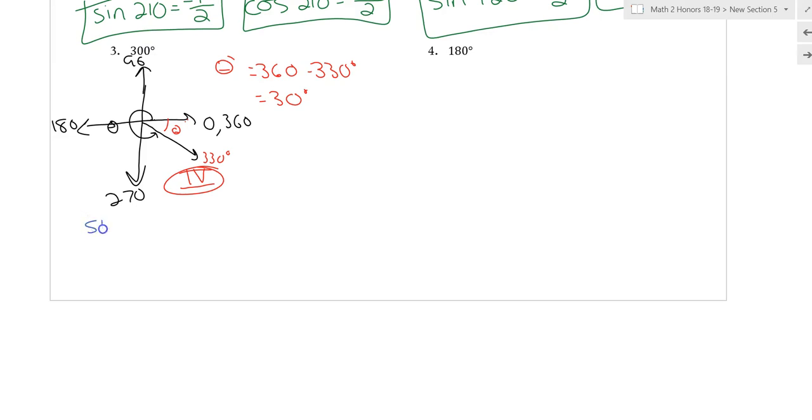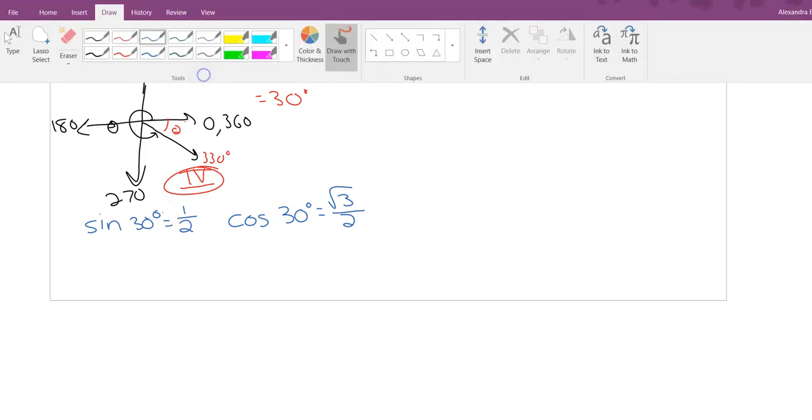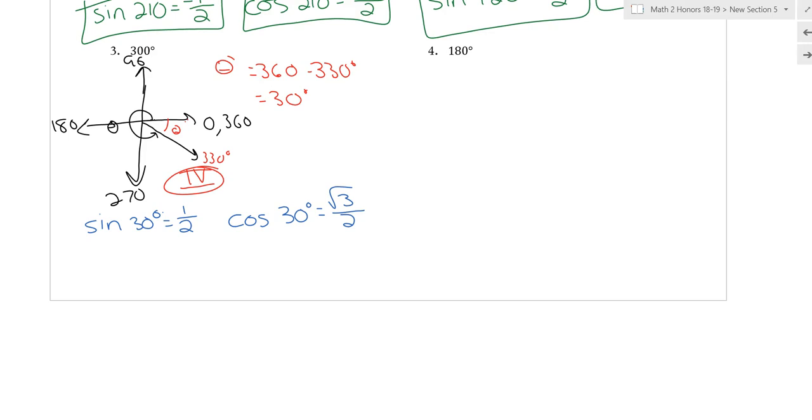So the sine of 30 is 1/2. The cosine of 30 is square root 3 over 2. Again, it's the same as what we just did up in example 1. Right, again, and this is coming from your unit circle. If you look at your unit circle, you can see, okay, sine of 30 is 1/2, right? Your y value, your x value.